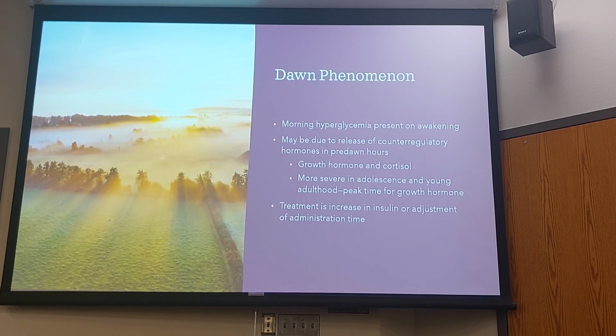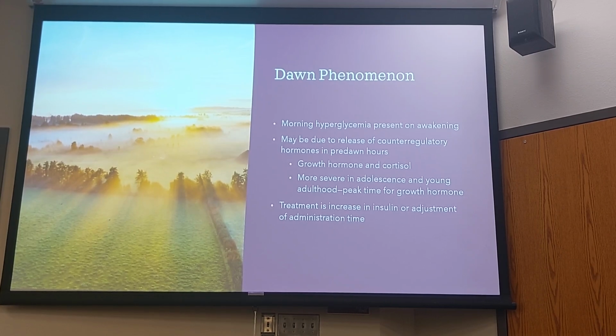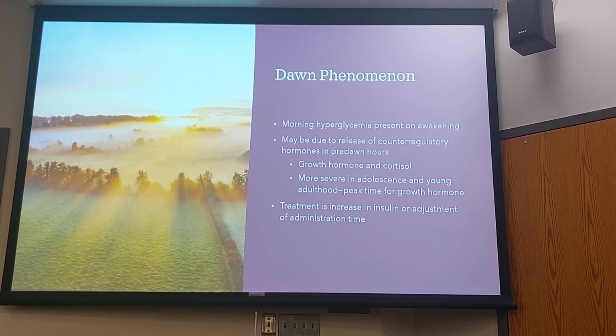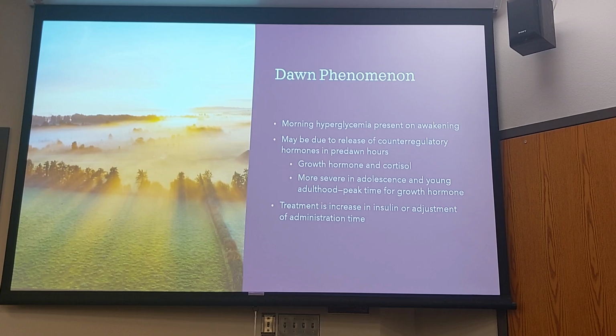Growth hormone would do that, so that's more severe in adolescents and young adults. Peak time for growth hormone is at that time, so it can create a bigger dawn effect. So again, something else with our type 1 diabetics. This is the opposite, so maybe we need to look at adjusting that nighttime dose, so we still have a little bit of that long-acting insulin in their system by the time they're waking up and they get that peak in their blood sugar. Got it?